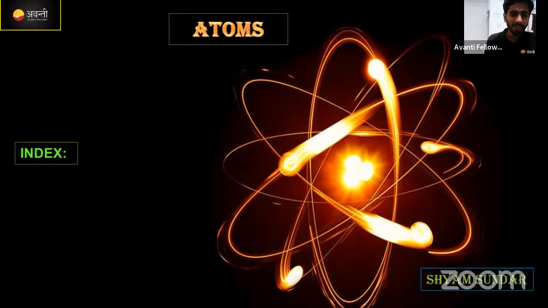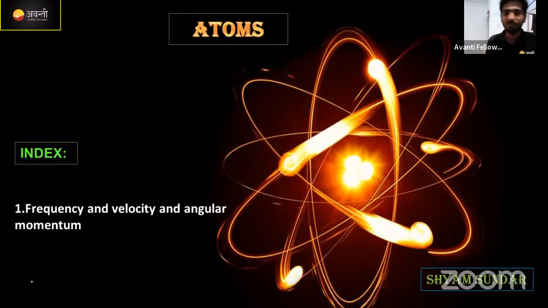Okay. Today, what are the things which we are going to discuss? Frequency and velocity, as well as angular momentum of an electron which is revolving around the nucleus in a certain orbit. This is the main topic of this day. Clear enough? If you have any doubt in a previous class, do clear that one by putting your question in the chat box. Okay.